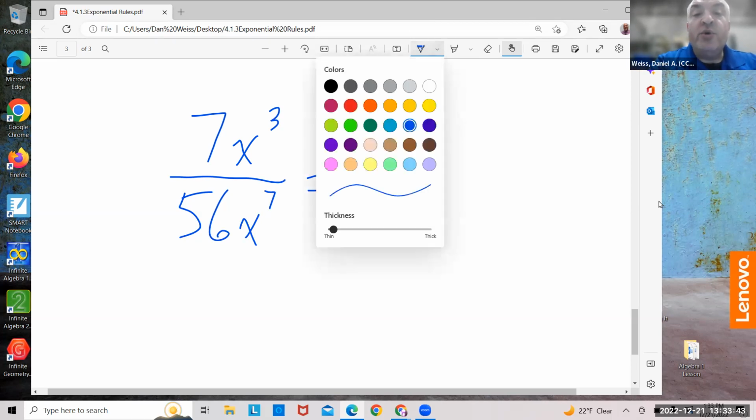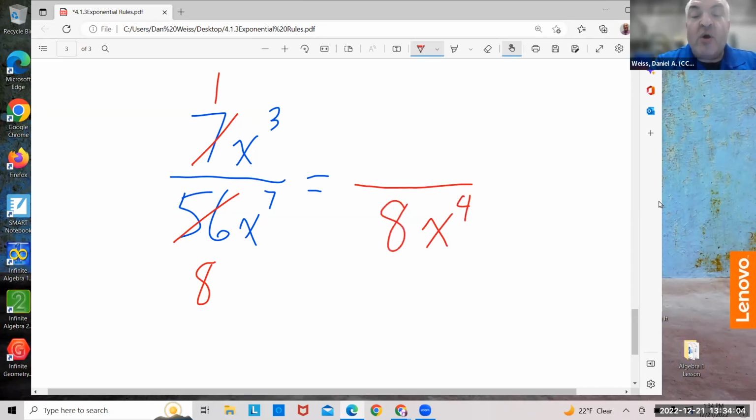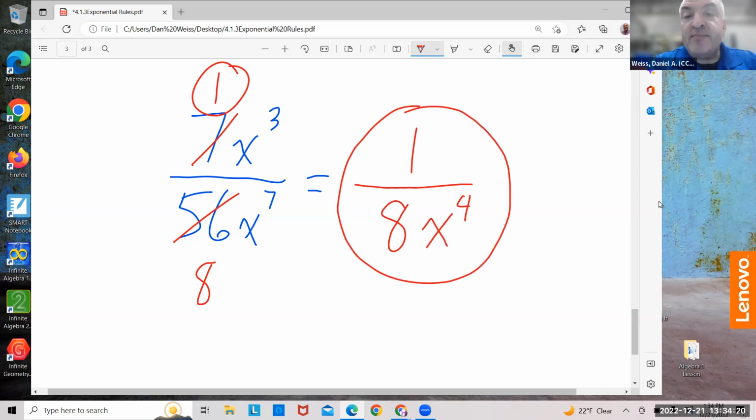Okay. Would you agree that the 7 and the 56, 7 goes into both? 7 goes into 7 one time, 7 goes into 56 8 times, right? X to the third over x to the 7th leaves you with x to the 4th on the bottom, right? And that 8 is down here. Well, what's left on top? Not a 0, but 1, right? You need that 1 there if there's nothing else. If everything else cancels out, you got to put a 1 there. And that would be your answer, just like that.